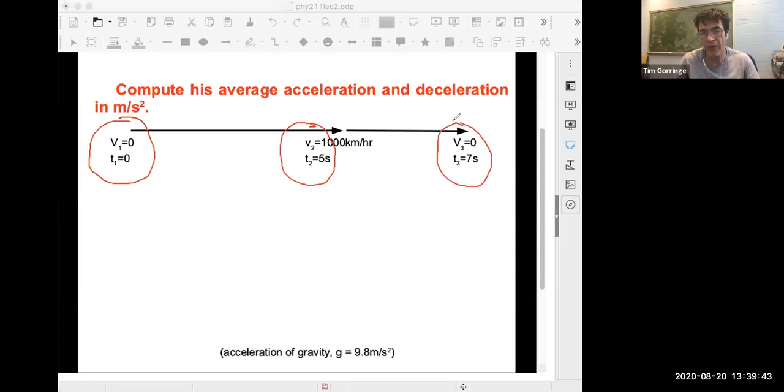And then here's his final coordinates. The time now is 7 seconds. That's 5 plus 2. And he's back at rest again. And I labeled those as V3, T3.